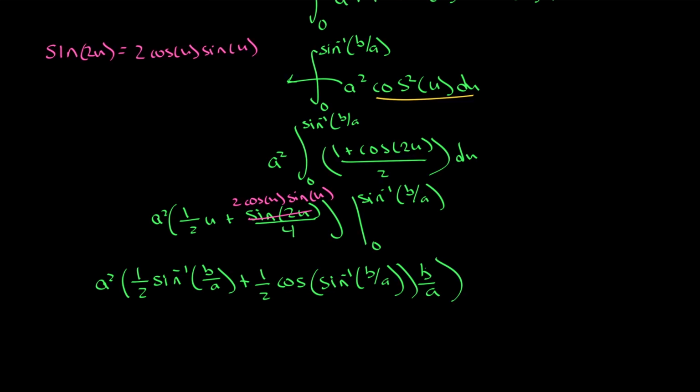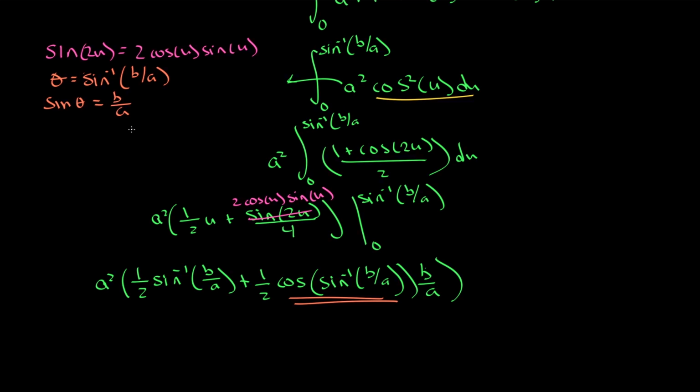And now we have one other little ingredient to put together. We can make this look pretty nice. And how do we do that? Well, we could define an angle theta. We could say that theta is equal to the inverse sine of b over a. And what we could do then is say, okay, sine of theta then is equal to b over a.